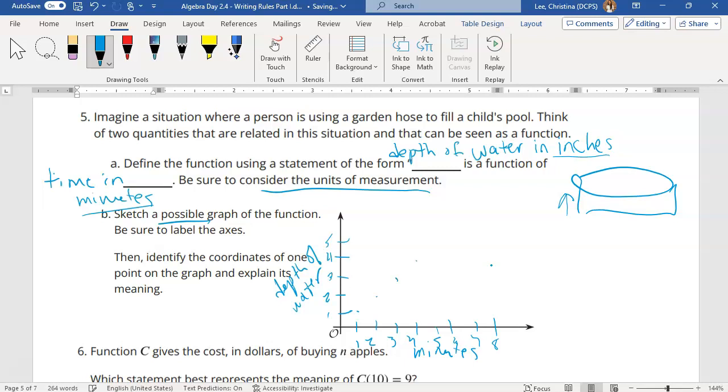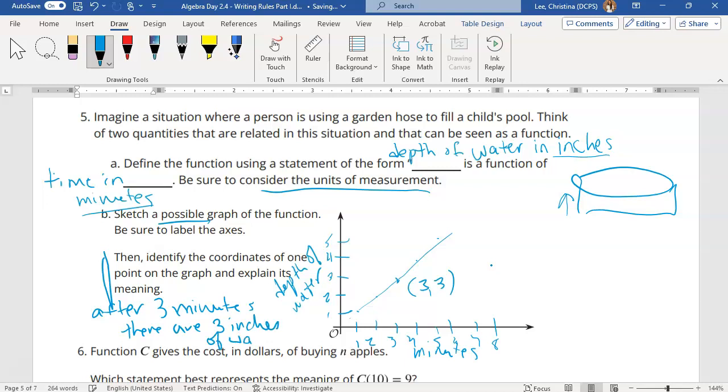You would have a nice steady graph, assuming the flow of the water is steadily flowing into the pool. And so if I want to, it says identify the coordinates of one point. So 3, 3, for example, might be after 3 minutes, there are 3 inches of water.